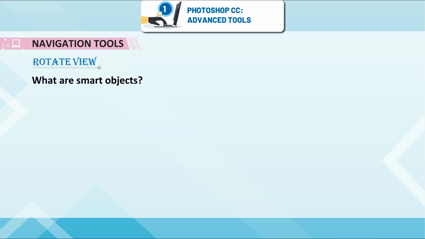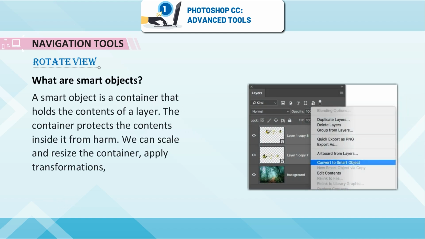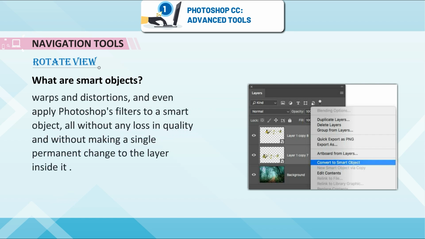What are smart objects? A smart object is a container that holds the contents of a layer. The container protects the contents inside it from harm. We can scale and resize the container, apply transformations, warps and distortions, and even apply Photoshop's filters to a smart object, all without any loss in quality and without making a single permanent change to the layer inside it. Converting a layer into a smart object.